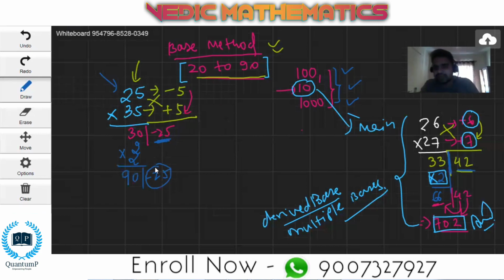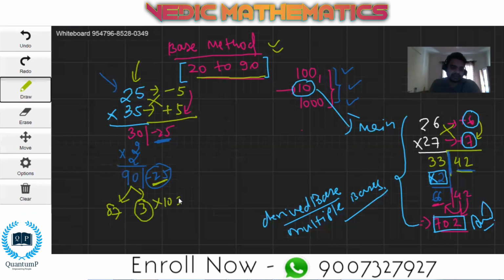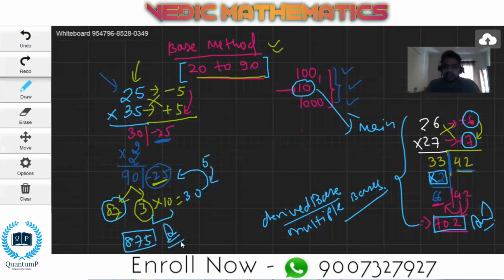Correct. So as it is a negative number, obviously we have to split. We have seen this earlier. So we have to split this 90 as you see it's minus 25. So we have to bring at least 25. So I'll break this 87 and 3, so that this 3 will be multiplied with 10, as the main base is 10. 3 into 10 is 30. 30 minus 25 is 5, right? So 87 on this side and 5 on this side. So we have the final answer as 875.